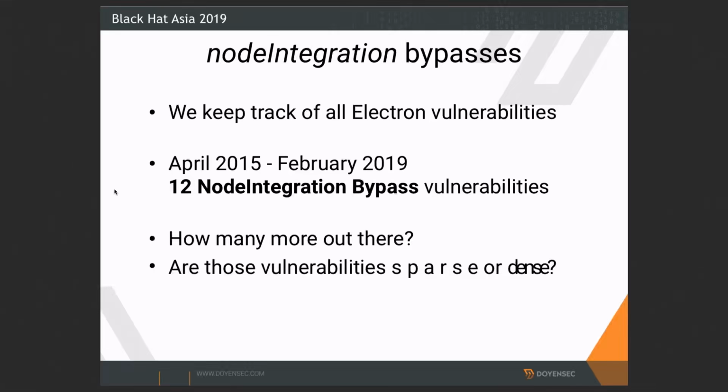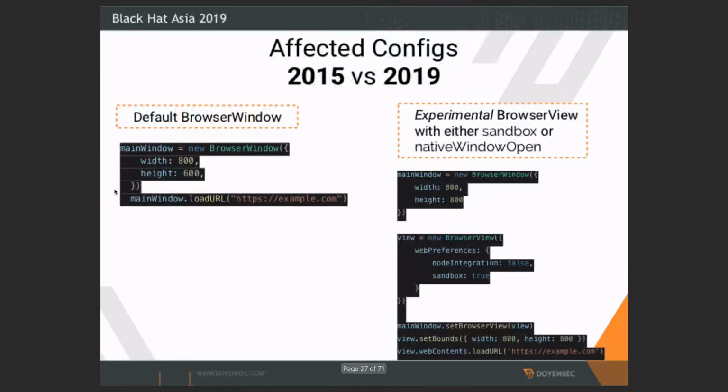Are those vulnerabilities sparse or dense? How many more are out there? There are probably more out there. I do expect to see more node integration bypasses. But if you look, for example, at something that was in 2015 or 2019, you clearly see a difference, which is what is the configuration that was affected by the vulnerability.